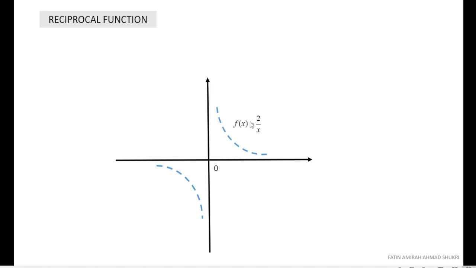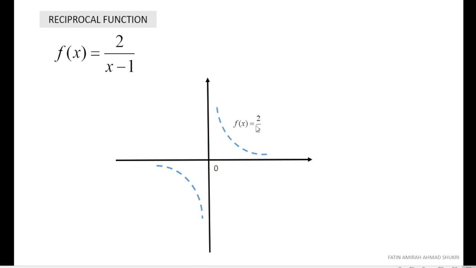So maksudnya kalau basic graph ni, x axis maksudnya y equal to 0 will be the horizontal asymptote. Y axis ni, x equal to 0 will be the vertical asymptote. So dia ada dua asymptotes kat sini. So the line cannot touch. Sebab apa? Sebab x is not defined at 0. Alright? So we have the question here as y equal to 2 over x minus 1.